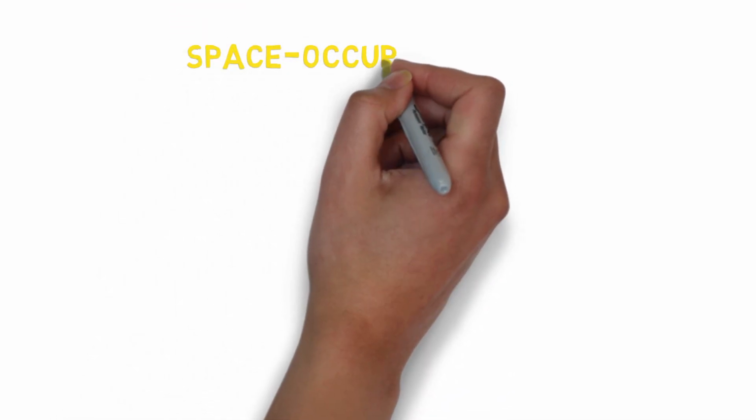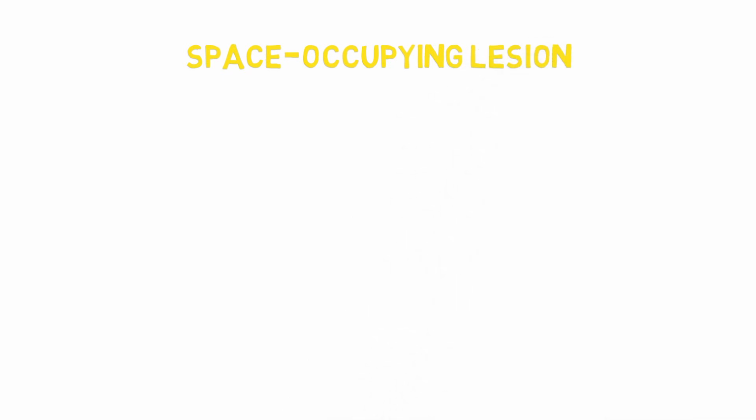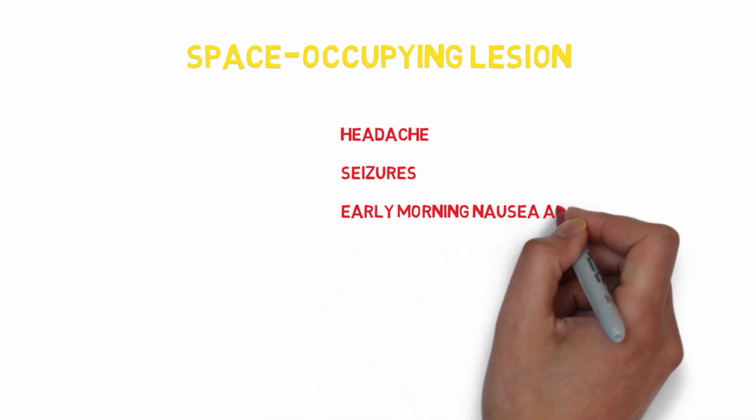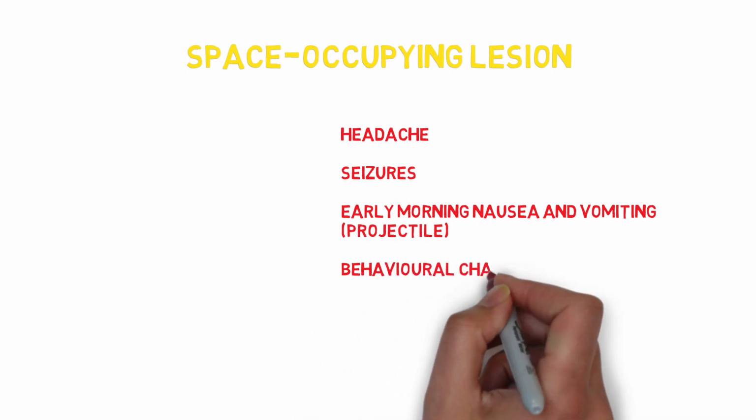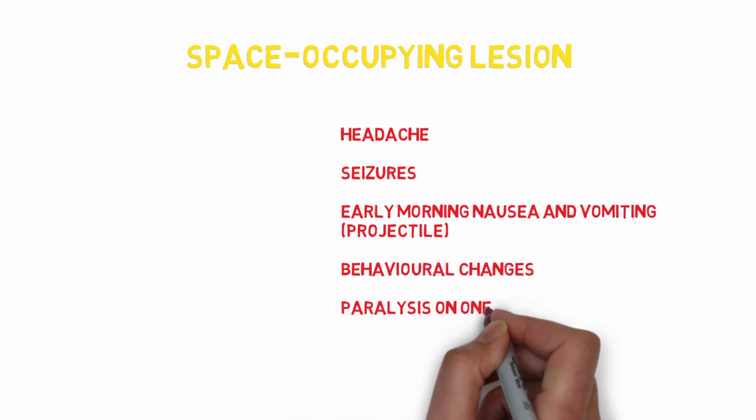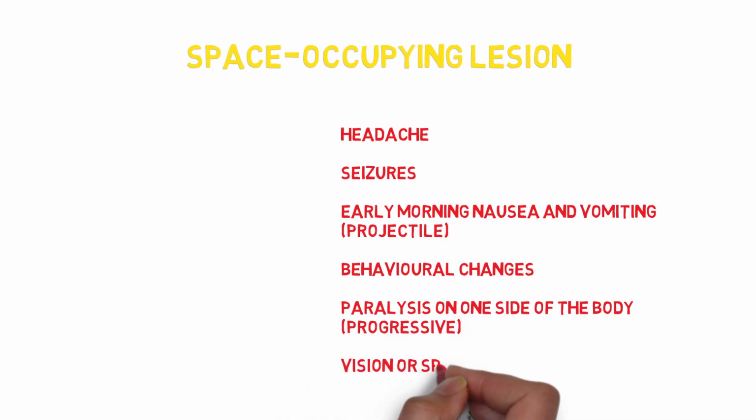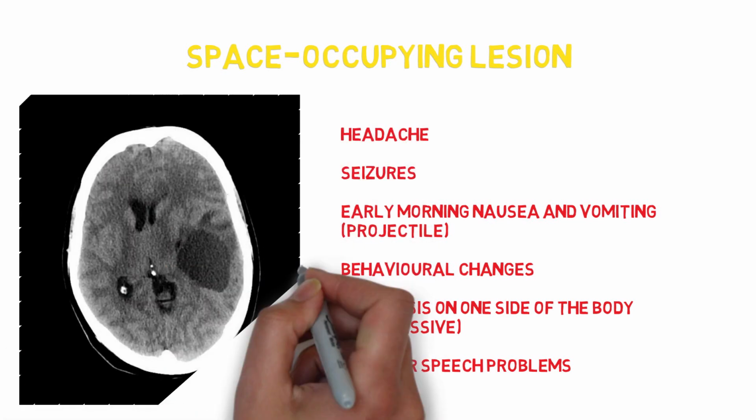Symptoms of space-occupying lesion: headache, seizures, early morning nausea and vomiting. Vomiting can be projectile in nature. Behavioral changes. Paralysis on one side of the body, it's progressive in nature. Vision or speech problems. Here is a CT scan of a space-occupying lesion.